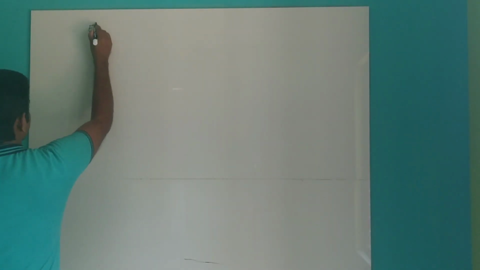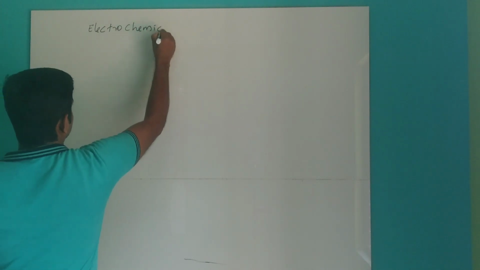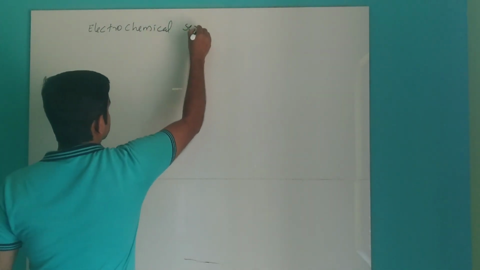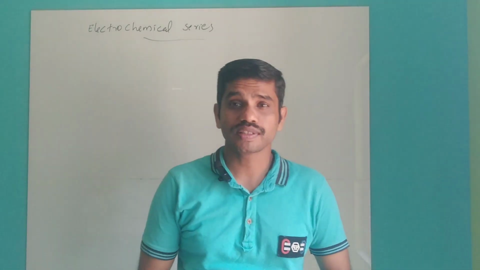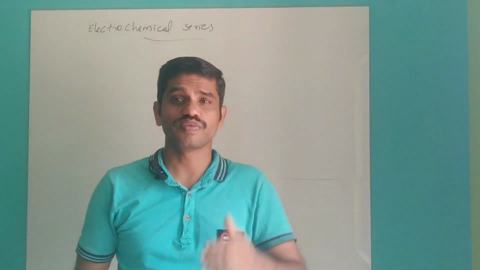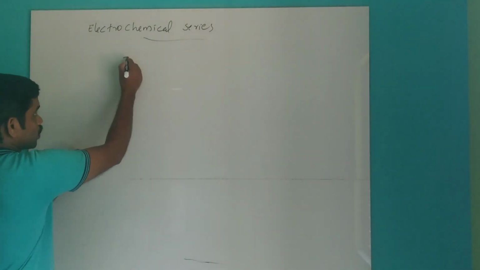Hello students, today we are going to discuss another important topic, that is electrochemical series. So electrochemical series is the arrangement of the elements starting from F2.